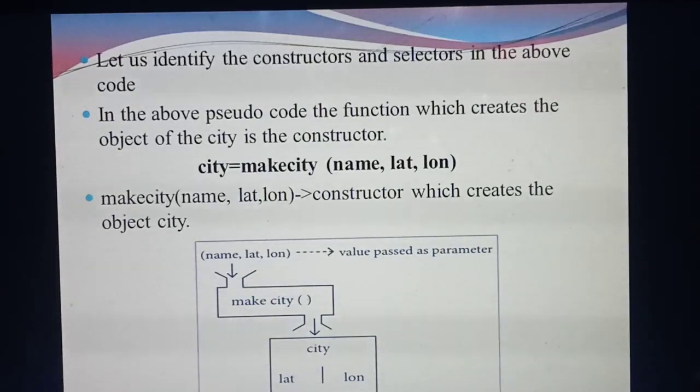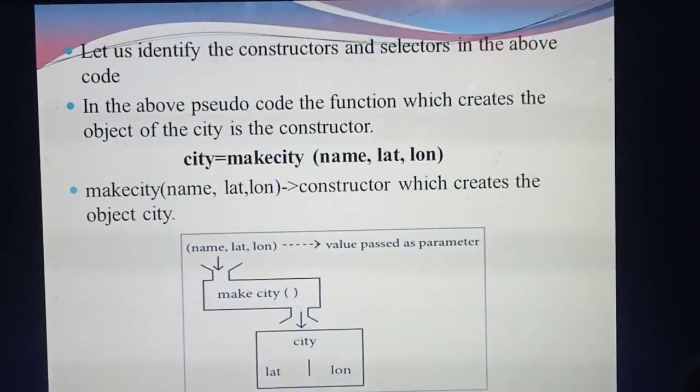Okay, same thing. Next you are going to identify the constructors and selectors in the above code. You need to identify which one is the constructor and which one is the selector. What's the function? You have already studied. City equal to make city of name, comma, latitude, comma, longitude.